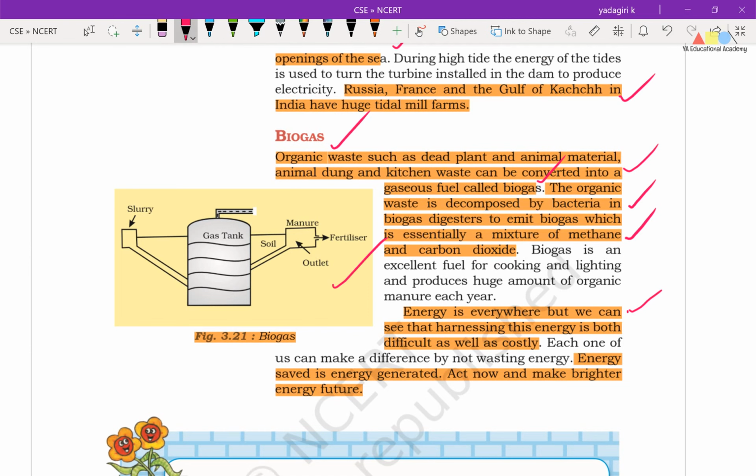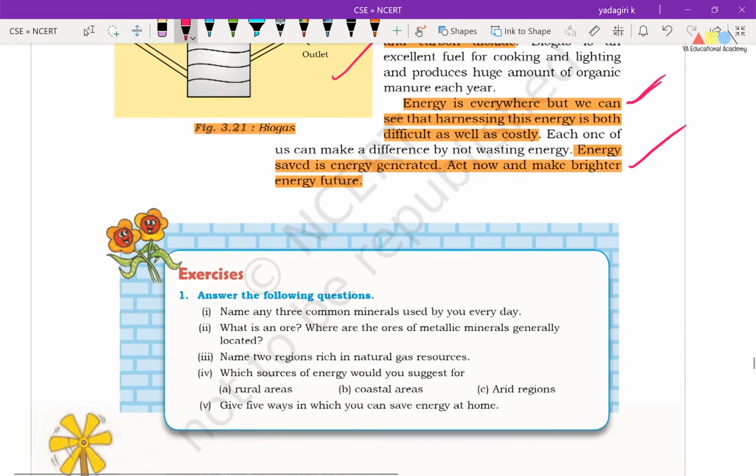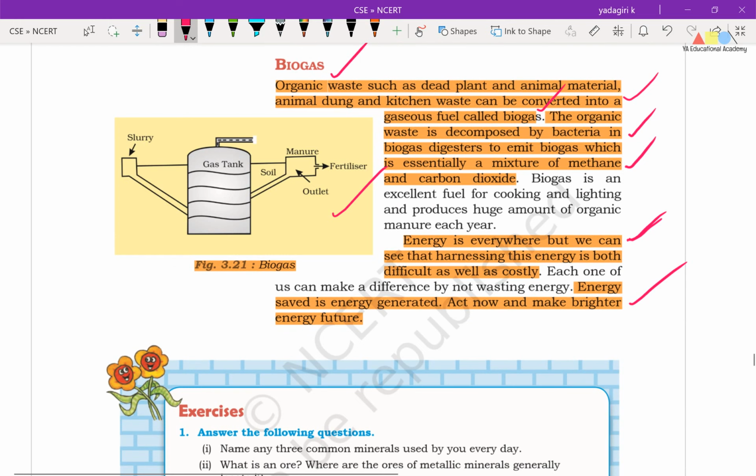Right friends, energy is everywhere, but we can see that harnessing this energy is both difficult and costly. Friends, energy saved is energy generated. Act now and make a brighter energy future. Friends, as individuals also, we should conserve and save electricity, and we should not waste electricity. So in this way we can contribute to conservation of resources.